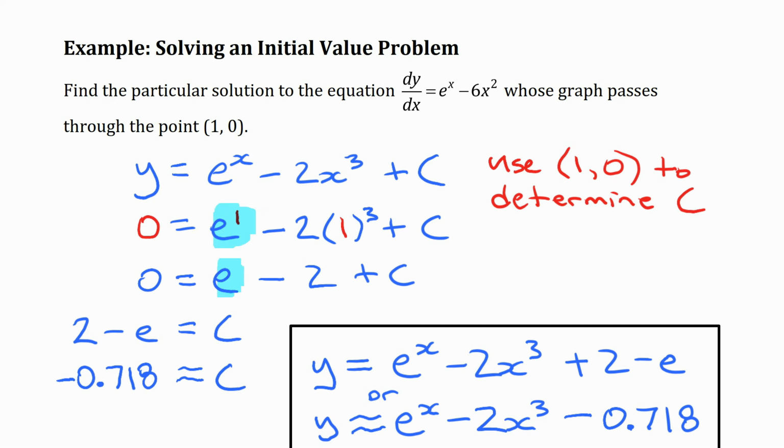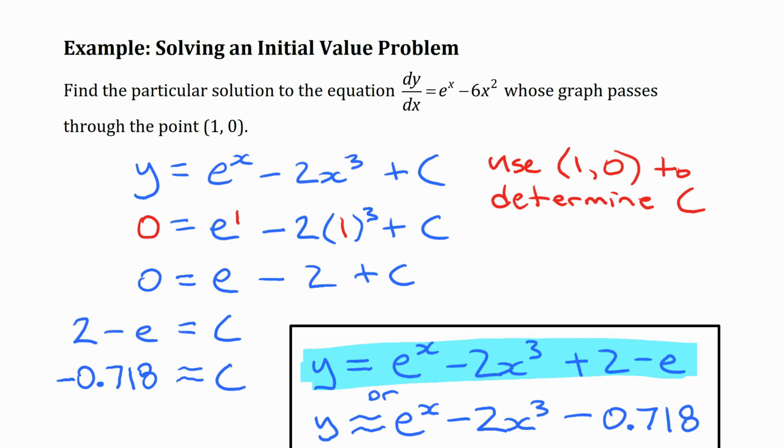e to the 1 is just e. 2 times 1 cubed is 2. So we've got 0 equals e minus 2 plus the constant. If you move those two things to the other side, the 2 becomes positive, the e becomes negative. That's the value of c. You can give it as an exact value like that. If you want, you can give it as an approximate value. I wrote both of those things down there.